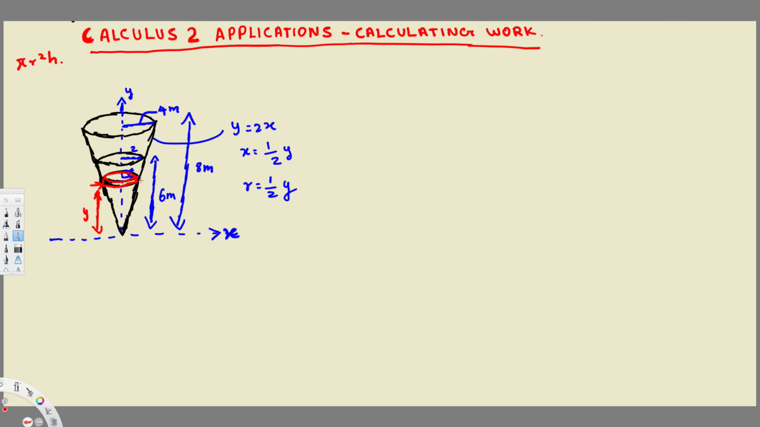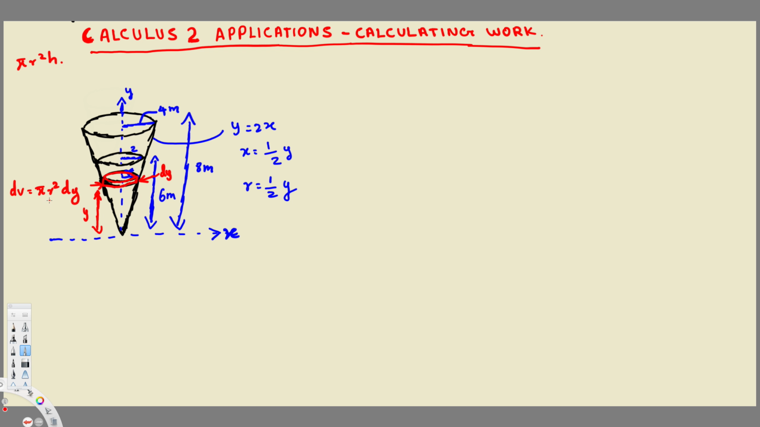If it's y, and this small height is dy, and we are trying to find dV, the small volume right here, we can use pi r squared dy. This is going to be the volume equation.